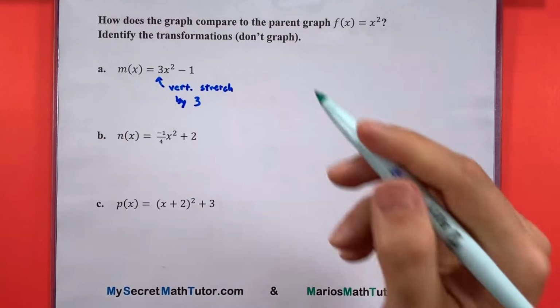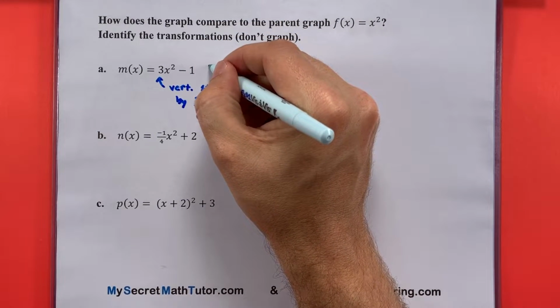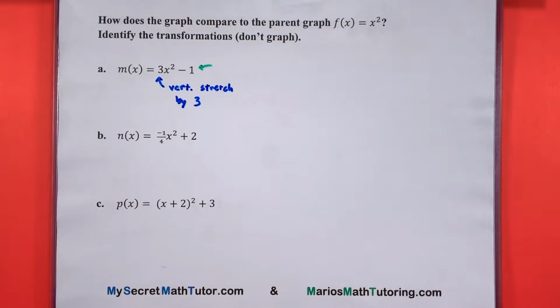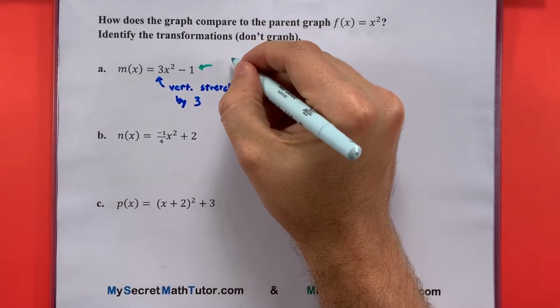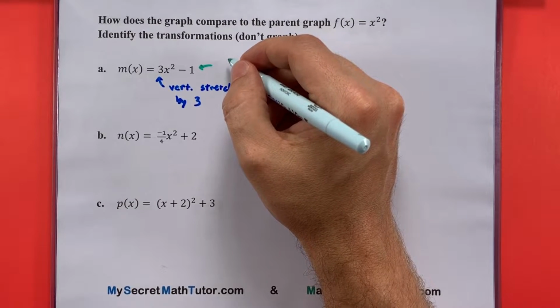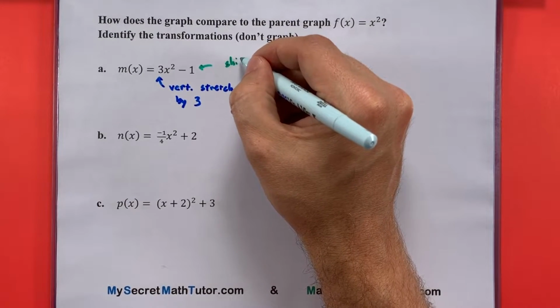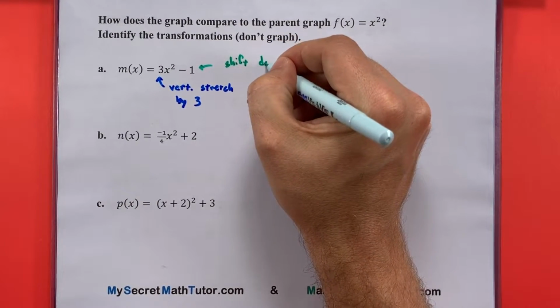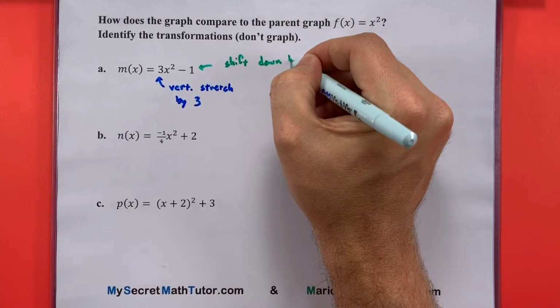normally have. This minus 1 is also on the outside, so it's going to move it up or down. We could say that this is a shift or a vertical shift by 1. Let's see, what else? How else can we say this? Let's just say that it shifts down by 1.